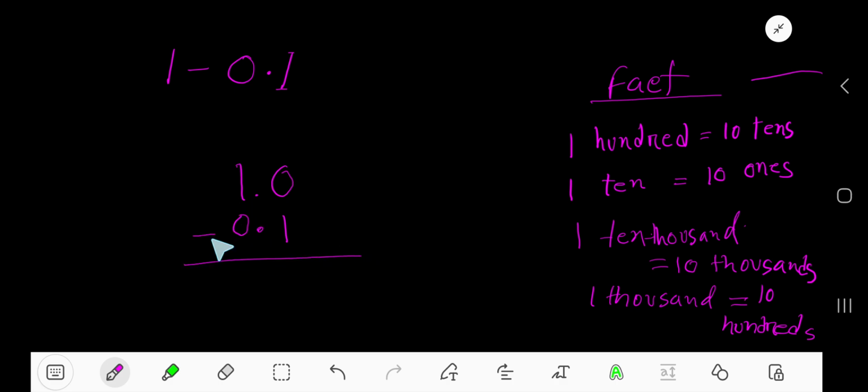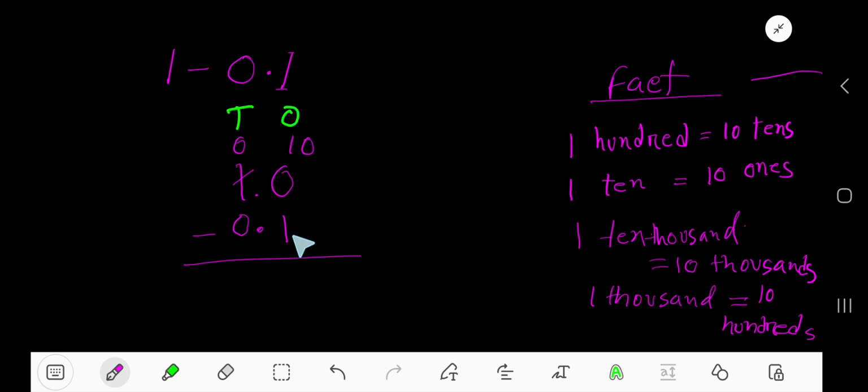Now subtract. This is the ones column and this is the tenths column. Forget about the decimal first. You cannot subtract 1 from 0, so you need to borrow. So borrow from the next column. In this column we have 1 ten, so if you borrow 1 ten, you will have 0 tens, and 1 ten becomes 10 ones in the ones column.